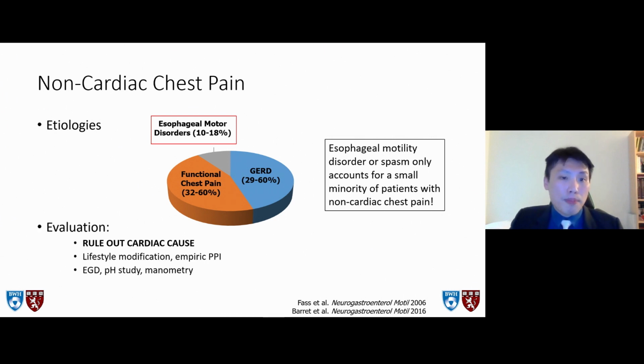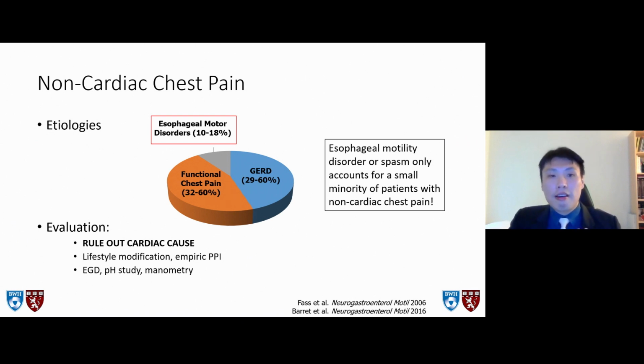So when we evaluate and manage patients with non-cardiac chest pain, the first thing we want to rule out is cardiac causes. But the next thing to do is actually manage reflux, including lifestyle modification and empiric PPI. If they don't respond, then you think about doing an upper endoscopy or even pH monitoring or manometry.